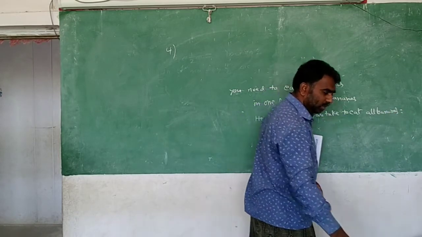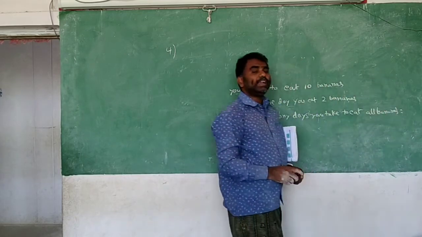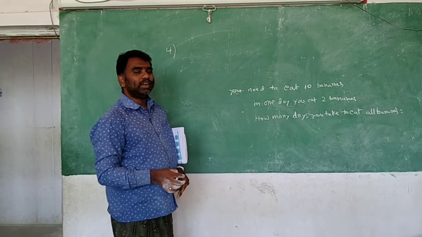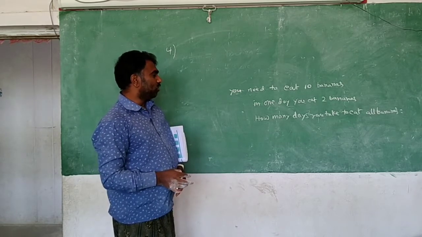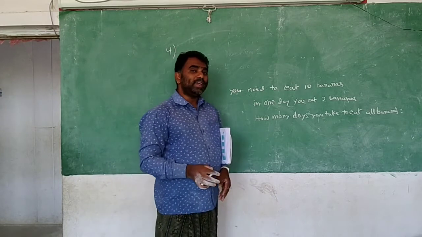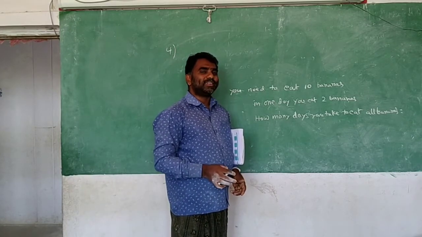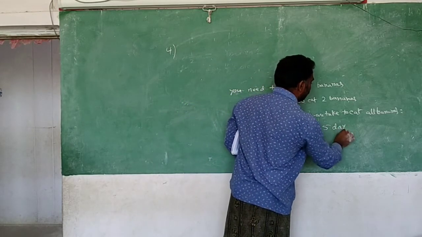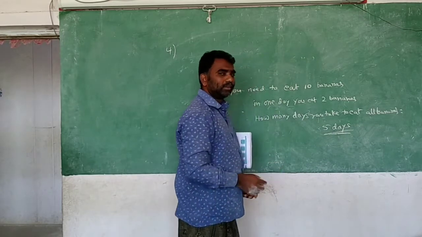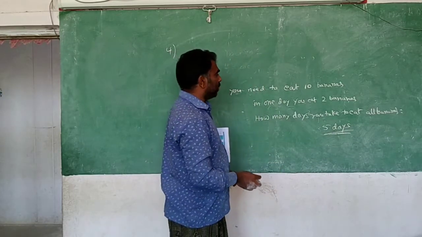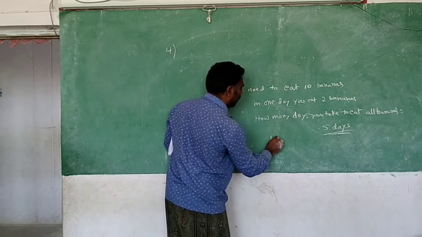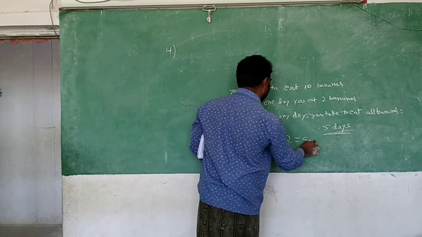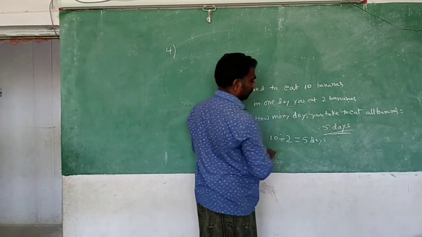I think you understood the question. You need to eat 10 bananas. In one day, how many bananas are you eating? 2 bananas. Then how many days will you take to eat all the bananas? Yes, 5 days you will take. How did you give the answer to me? You have done the division here: 10 divided by 2, and you got the answer 5 days.